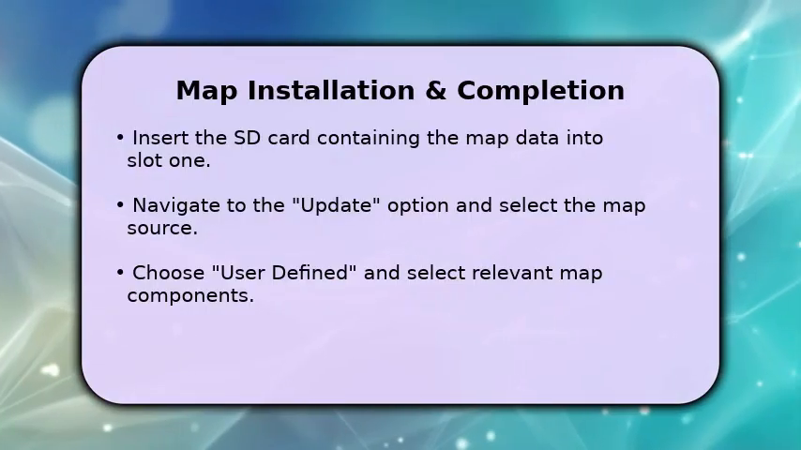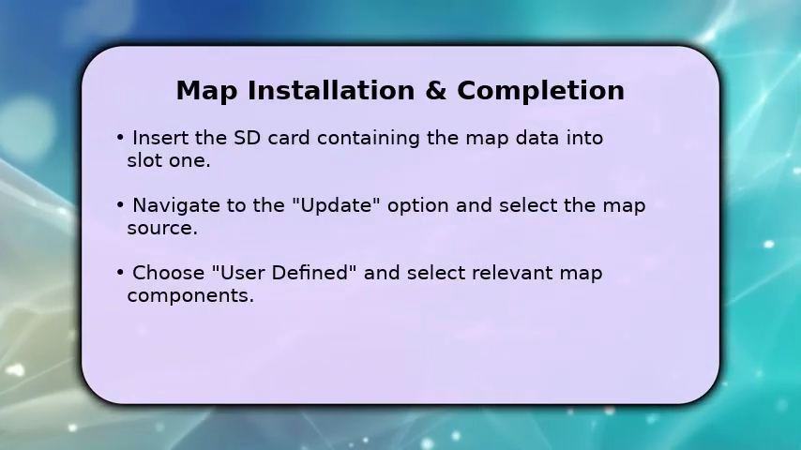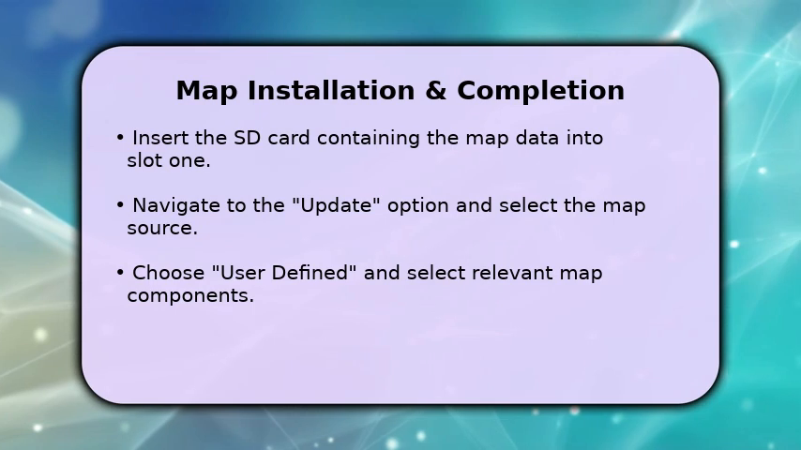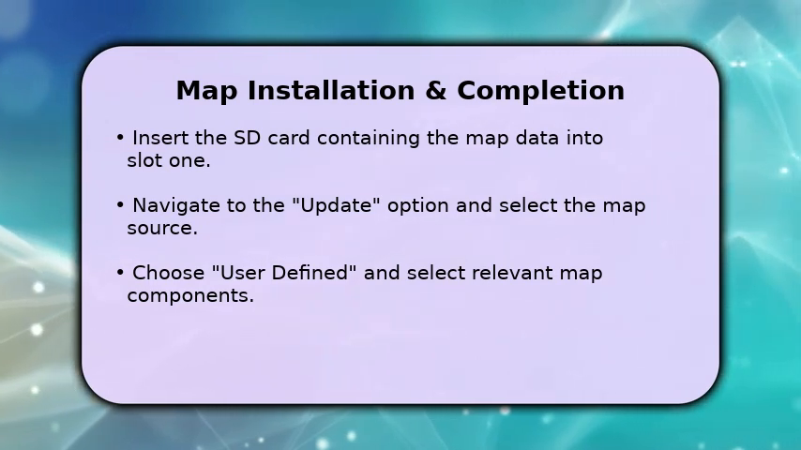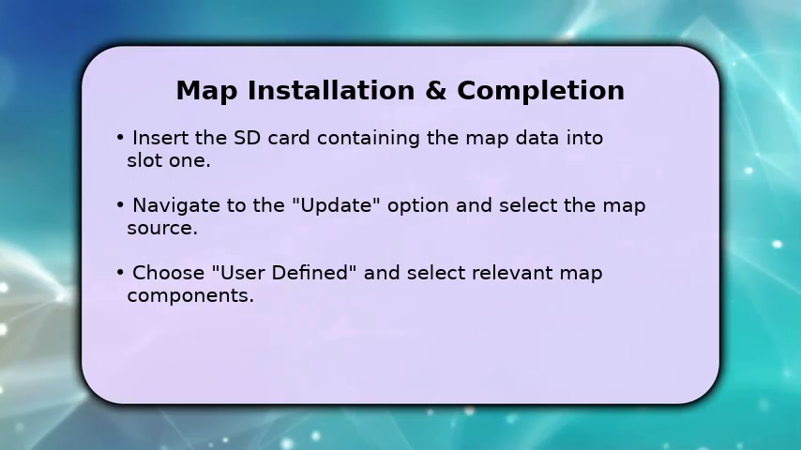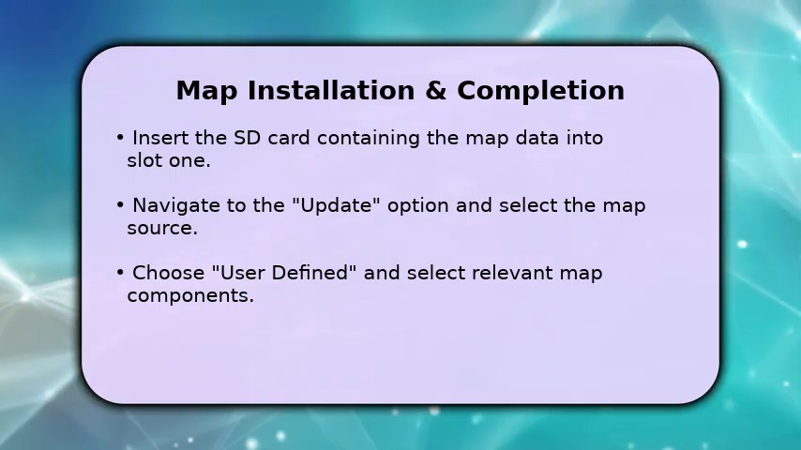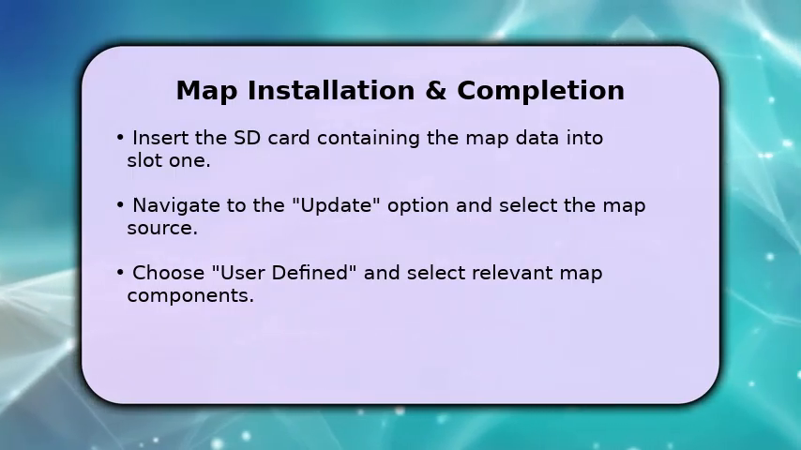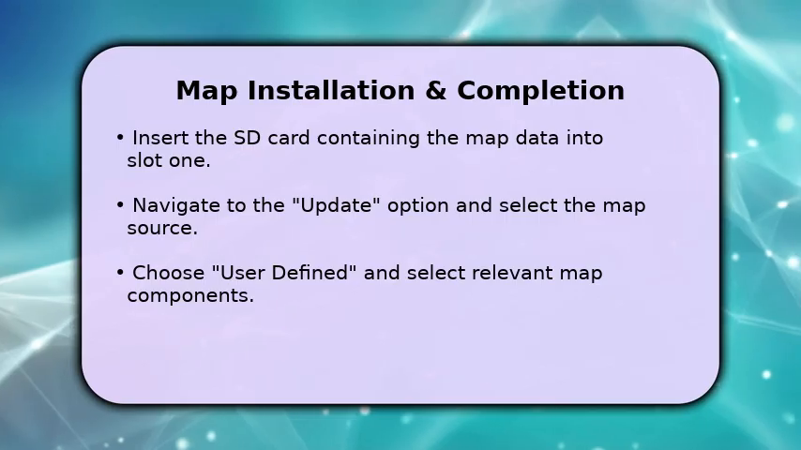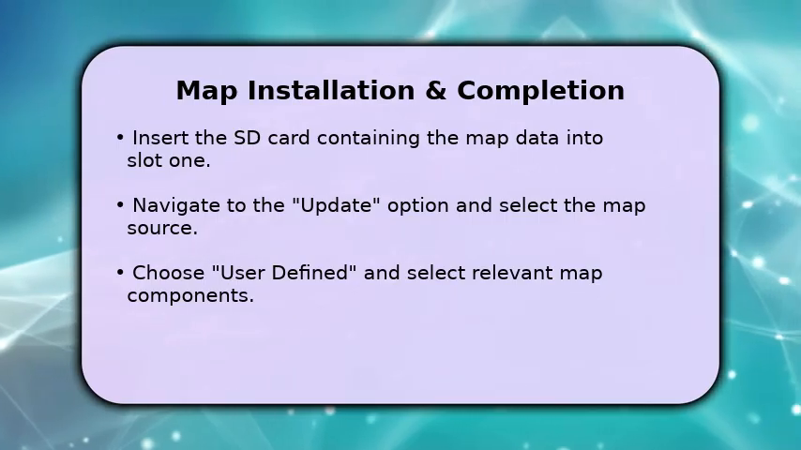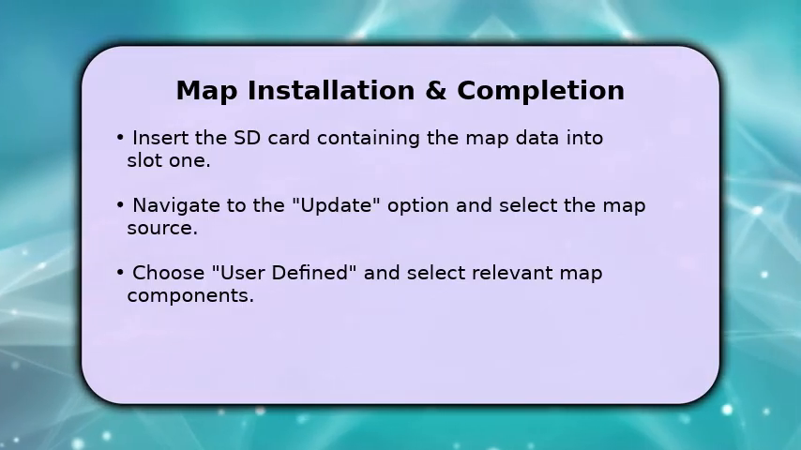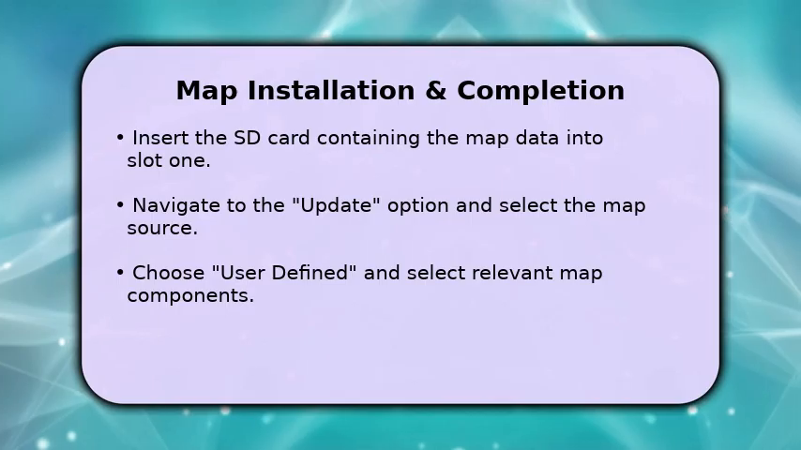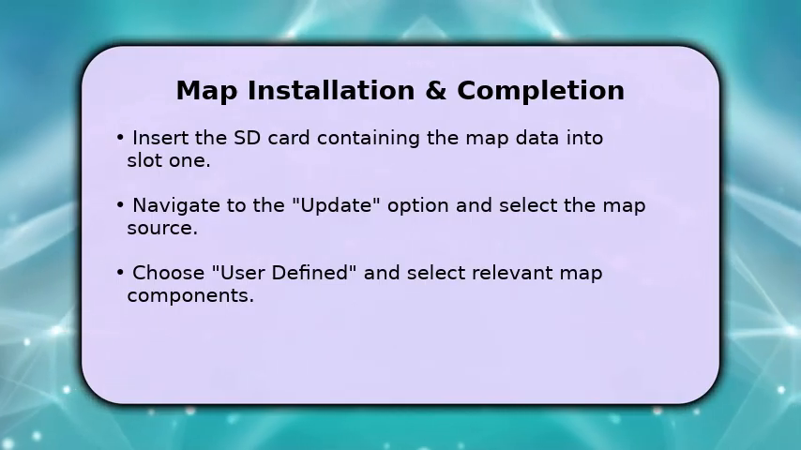After the firmware update, it's time to install the new map data. Remove the firmware SD card and insert the map data SD card into slot 1. Again, go to the update option in your MMI and select SD1 as the source. Choose user-defined and select all map components, such as map styles and nav persistence. Confirm the update and let your system reboot. Once complete, your Audi A4 navigation will be fully updated and ready to guide you.